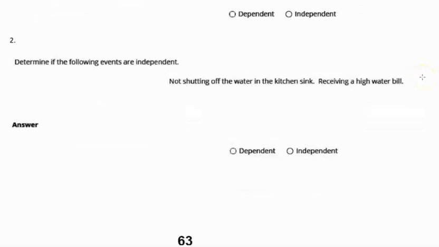Number 2. Take a moment, read it. Not shutting off water in the kitchen sink and receiving a high water bill. Well, these would be dependent.